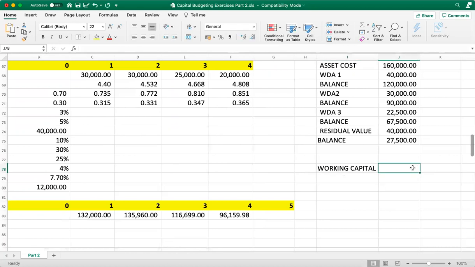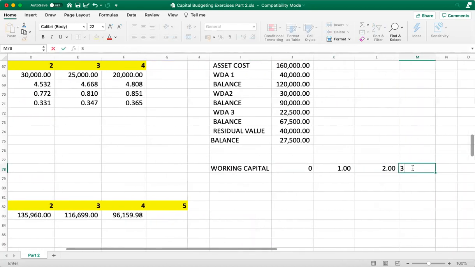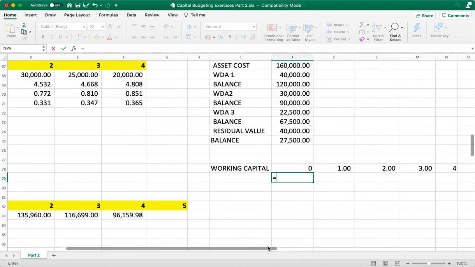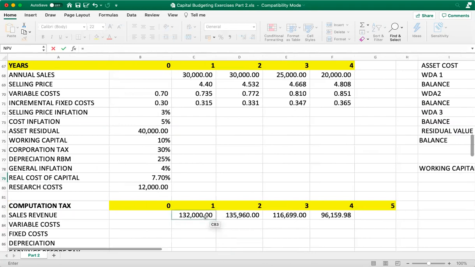We have here 0, here 1, here 2, 3, here 4. Now, our working capital for year 0, because you require working capital now to start the process of production. So working capital for year 1 will appear in year 0. So I'll take the sales revenue, 132,000, multiplied by 10% is our working capital.